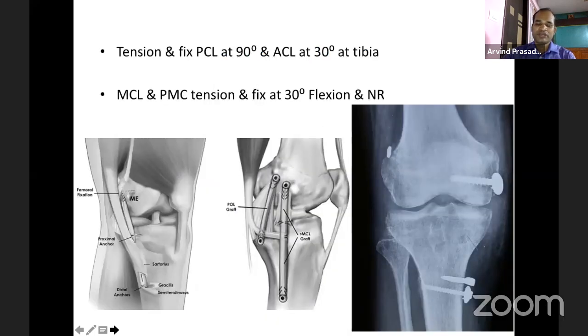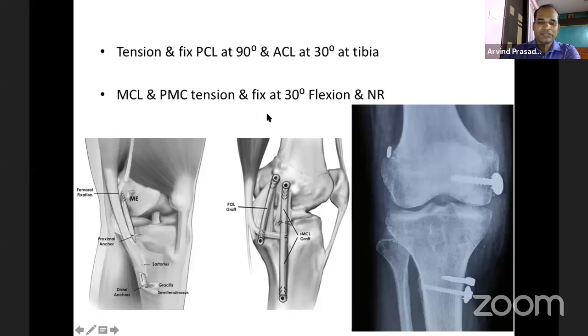So this is more anatomical techniques. And after this reconstruction on the posterolateral corner, come again to the tibia part and fix the PCL at 90 and ACL at 30. Nowadays, there is a concept again given by LaPrade that first the PCL should be fixed because it's a central ligament. Then go to the posterolateral corner and then come back again, then ACL fixation should be done. So this is still debatable. I am following what I am doing for the last 10 years.